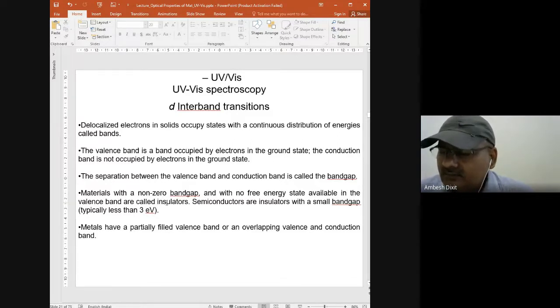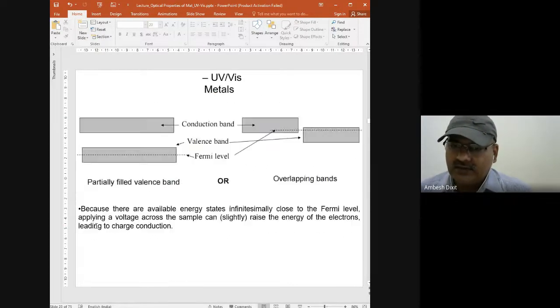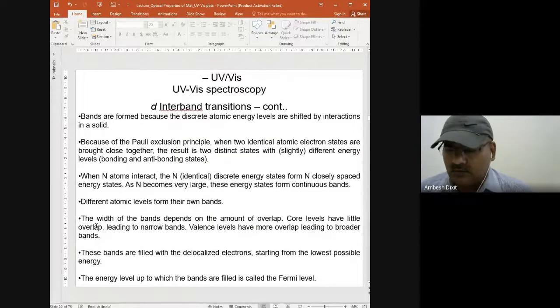In the case of semiconductors and insulators, we have a filled valence band. No free states are available, so we call it an insulator, with a small band gap in the case of a semiconductor. Metals have a partially filled valence band, or overlapping valence and conduction bands. That is it. So metals have bands. Metals also have separation between their 1s, 2s, 2p, and so on. They come up to the top band. The top band is very unique: it is partially filled. We will put more emphasis on that.